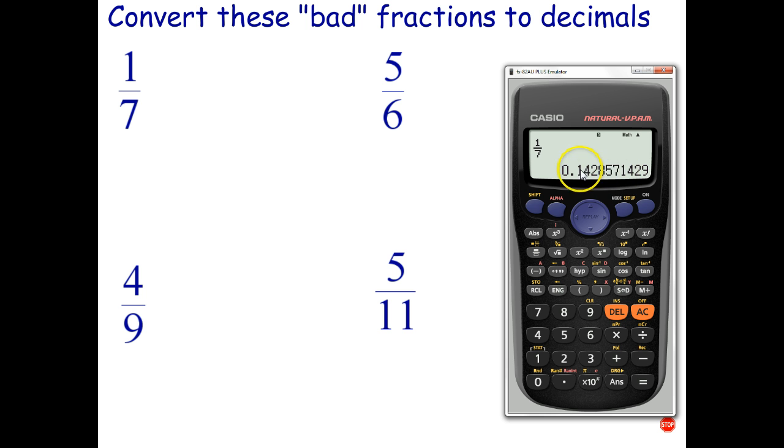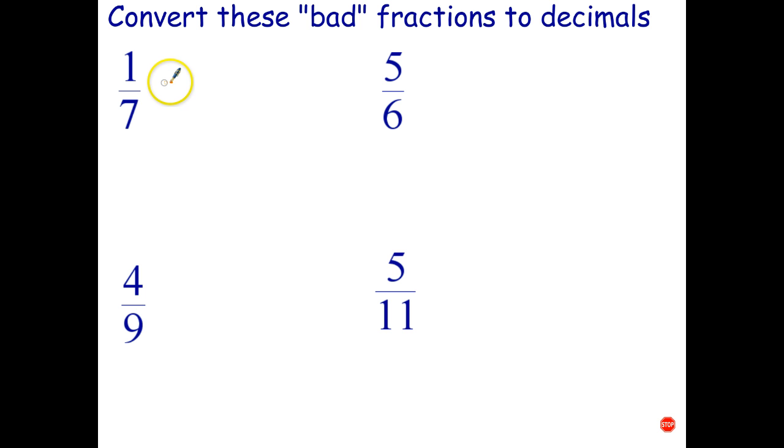0.142857142857, so it looks like it's repeating 142857. So 1/7 equals 0.142857 recurring. Now in Australia, they like to put dots on the end. In the US, they like to put lines for these. I prefer the line in this case. I think it just makes it easier to say all of that repeats.